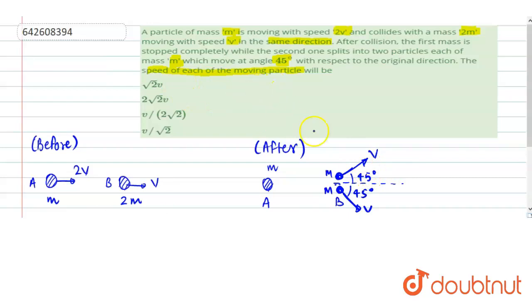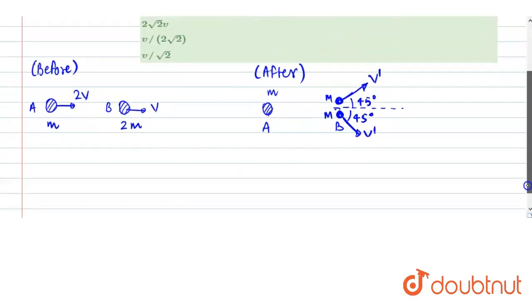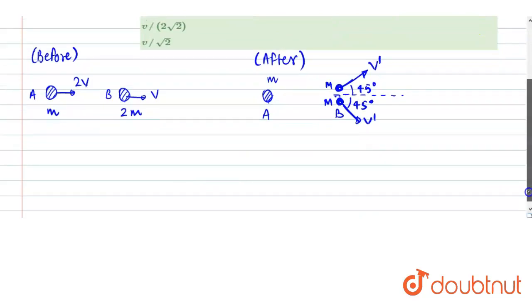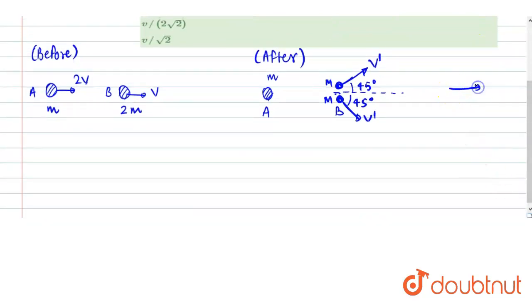So what we have to find? We have to find the speed of each particle. I'm calling it, let's say, v dash. So we have to find the value of v dash. What we can do is conserve the momentum by taking this as the x direction and this as the y direction. Taking A and B as a system, net external force on the system is 0. That's why momentum will be constant.